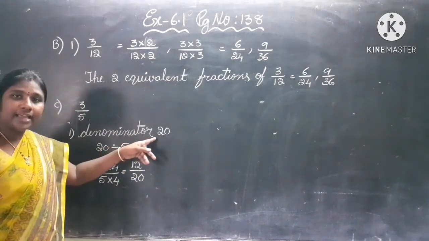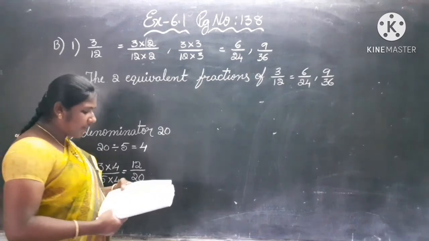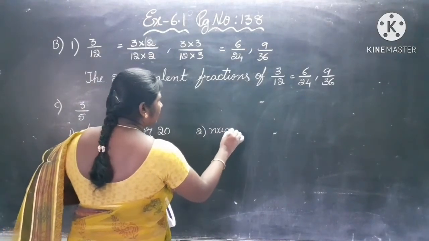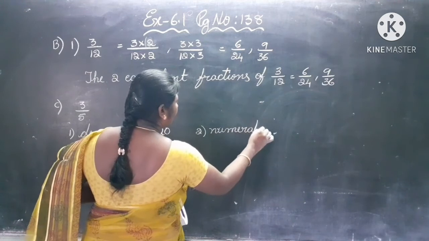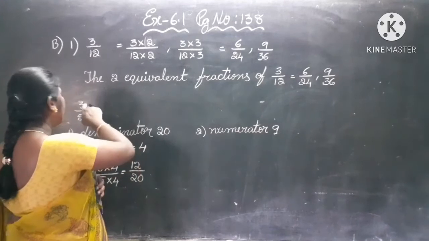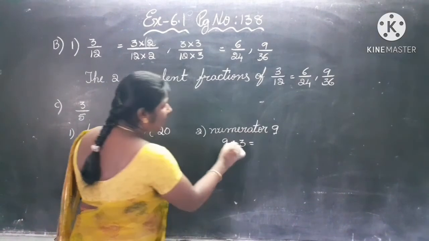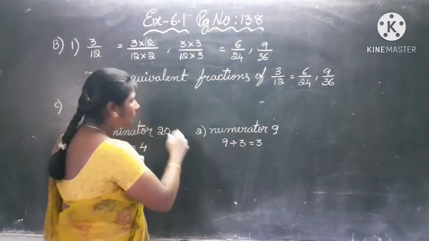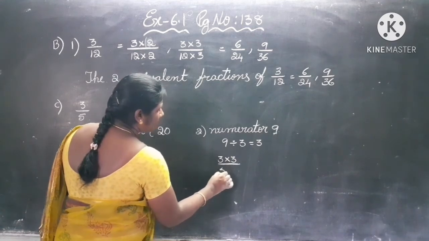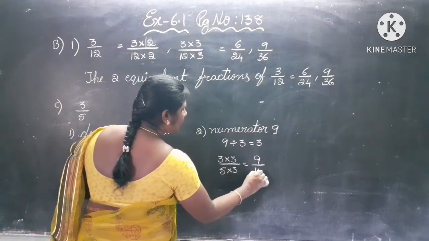Here 20 is there. We want 20 in the denominator, so we have to multiply both with 4. Next one, second one, numerator 9. What is the numerator here? 3. So 3 table 9 how many times? 3 3s are 9. So both we have to multiply with 3. 3 into 3 by 5 into 3. 3 3s are 9 by 5 3s are 15.